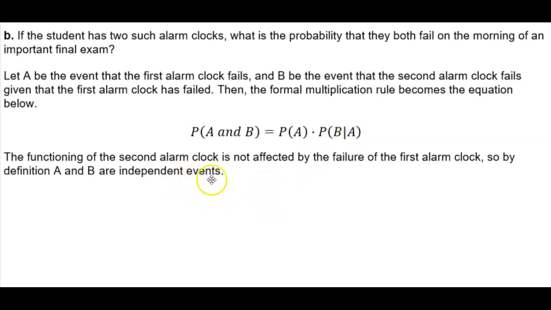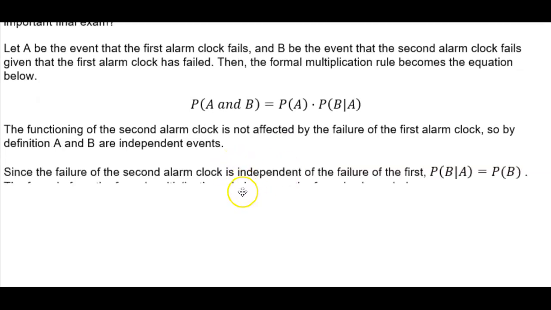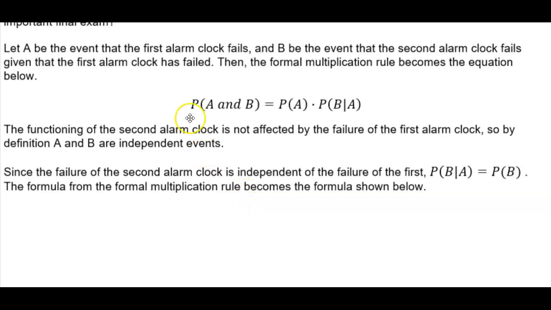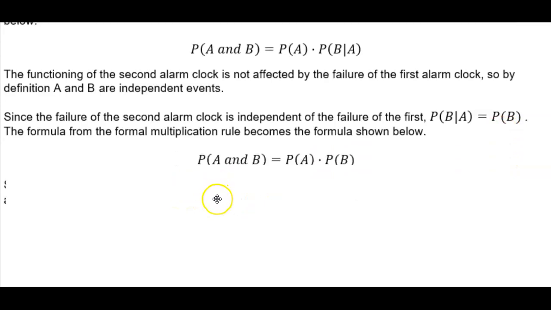Now, the functioning of the second alarm clock is not affected by the failure of the first alarm clock, so by definition, A and B are independent events. Since the failure of the second alarm clock is independent of the failure of the first, we can say the probability of B, provided that A has already occurred, is equal to the probability of B. So the formal multiplication rule becomes the formula shown below. The probability of A and B is equal to the probability of event A times the probability of event B.